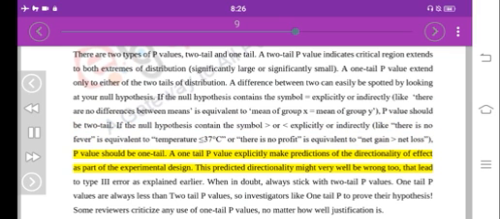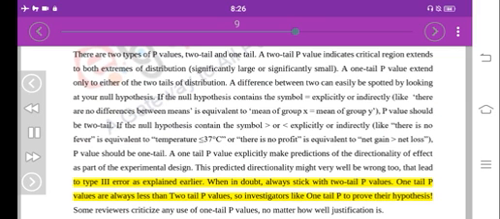A 1-tail p-value explicitly makes predictions of the directionality of the effect as part of the experimental design. This predicted directionality might very well be wrong too, which leads to type 3 errors explained earlier. When in doubt, always stick with 2-tail p-values. 1-tail p-values are always less than 2-tail p-values, so investigators like 1-tail p to prove their hypothesis. Some reviewers criticize any use of one-tail p-values, no matter how well justified.